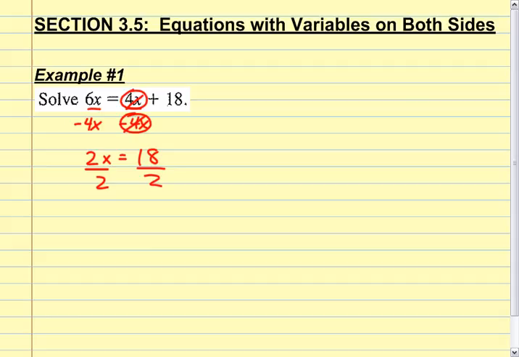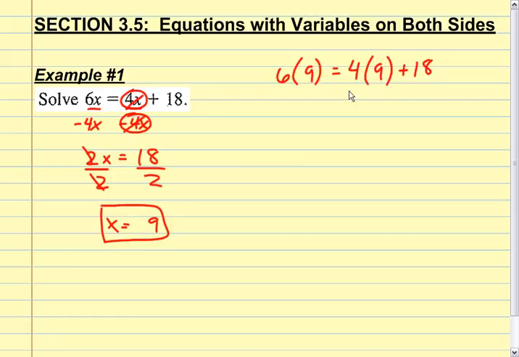Grace, what happens to the 2's on the left? It cancels out. They cancel out, and I'm left with what? X. What do I get on the right side, SK? You get 9. I do. So x needs to be 9. Now I can go back and check it, and I'm going to, just because I feel like it. 6 times 9 is equal to 4 times 9 plus 18. 6 times 9 is 54. 4 times 9 is 36 plus 18. 54 is equal to, oh look, that comes out to 54. Good, we got it right.